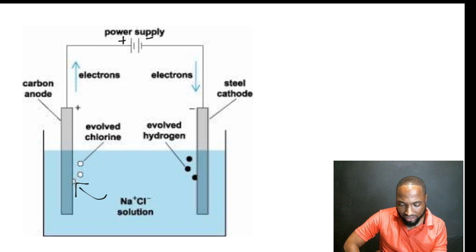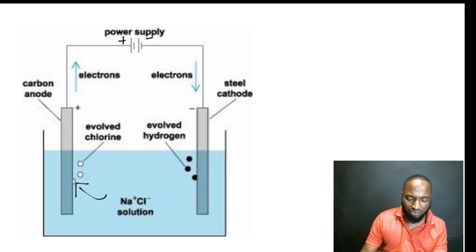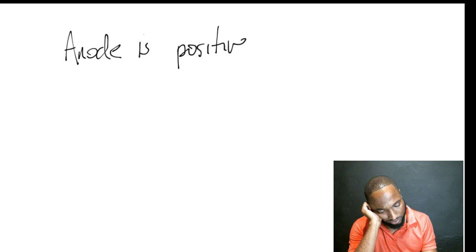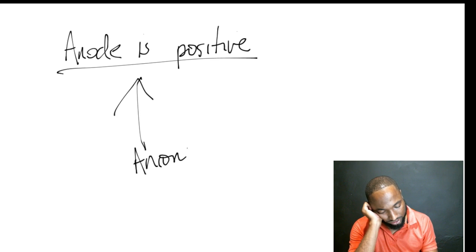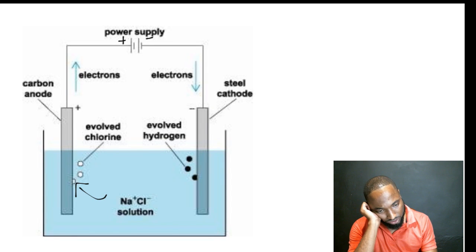Anodes attract anions. Now, that's kind of confusing, right? The anode is positive because it has to attract anions. The fact that it's confusing is what I use to help me remember. So the anode would attract your chlorine, your fluorine, your whatever. It had to be positive to attract the anions.